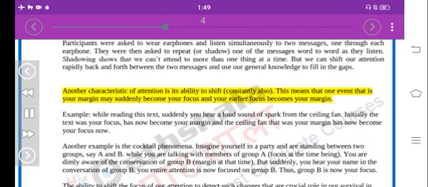This means that one event that is your margin may suddenly become your focus and your earlier focus becomes your margin. Example. While reading this text, suddenly you hear a loud sound of spark from the ceiling fan. Initially the text was your focus, has now become your margin, and the ceiling fan that was your margin has now become your focus now.